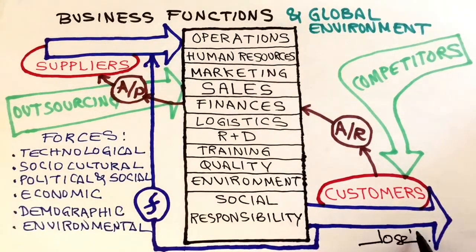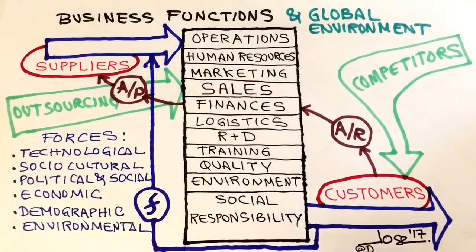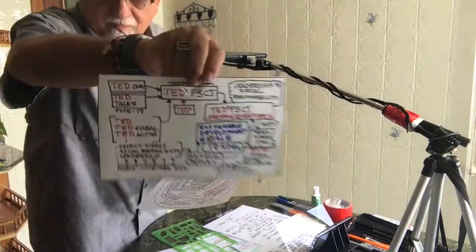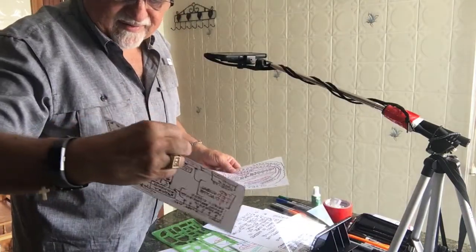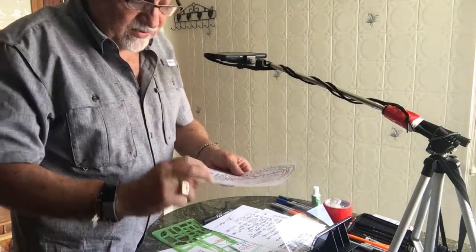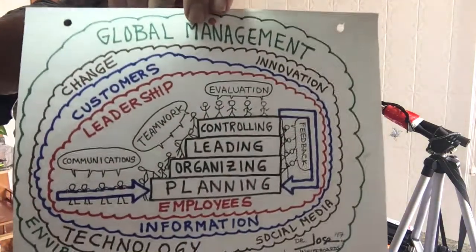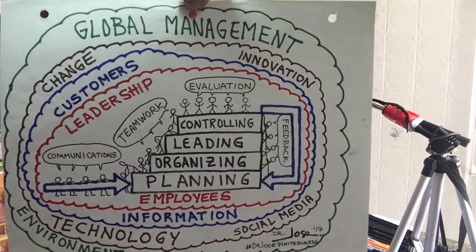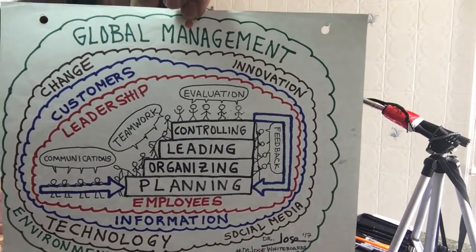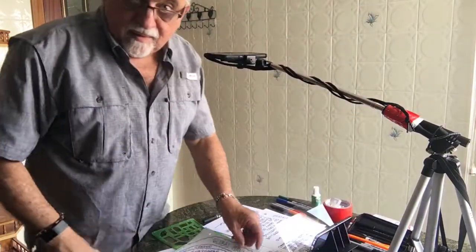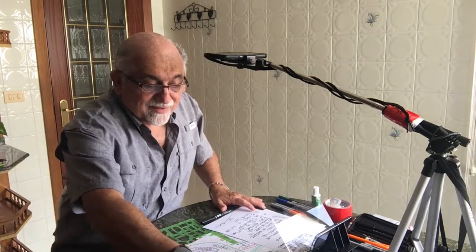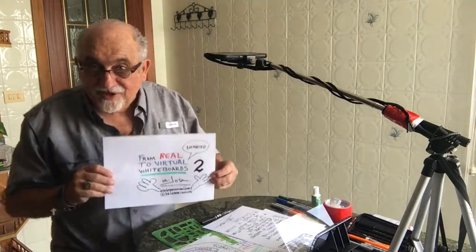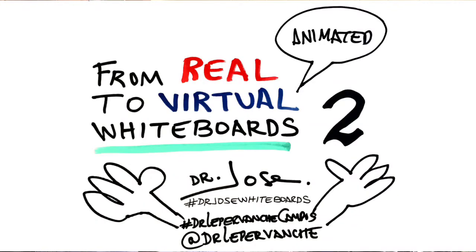This has been a brief explanation of the systemic view of the business functions and the global environment. These are some of the examples I have been using in other classes. This is for the TEDx Adventures and the Sustainable Development Goals. This is the global management process that we normally follow to explain all the different stages, also using the system. Very well, this is what we have for today for our short video presentation behind the scenes doing our virtual whiteboard.